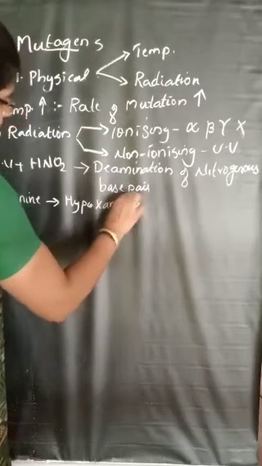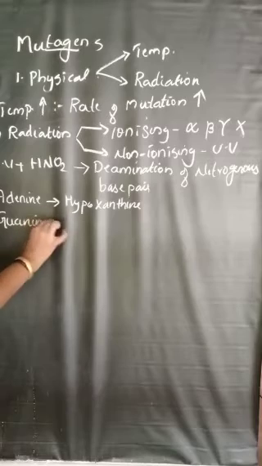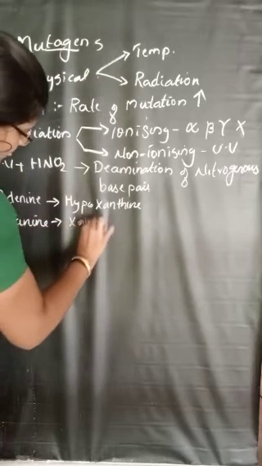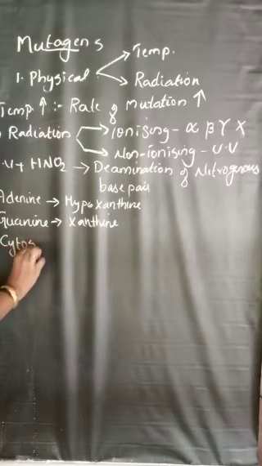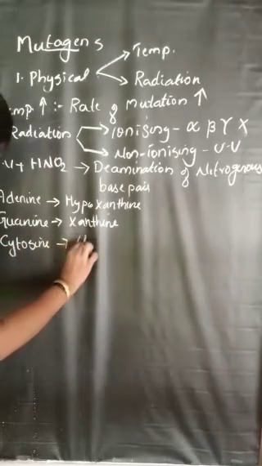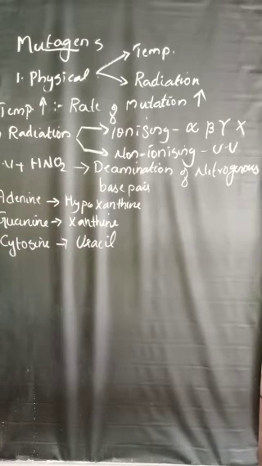When the amino group of guanine is removed, we call it xanthine. When the amino group present in cytosine is removed, we call it uracil. So these things happen when the amino group present in these nitrogenous bases is removed, and we call them by these particular names. UV rays can't cause any deamination in thymine. So these are about physical mutagens.